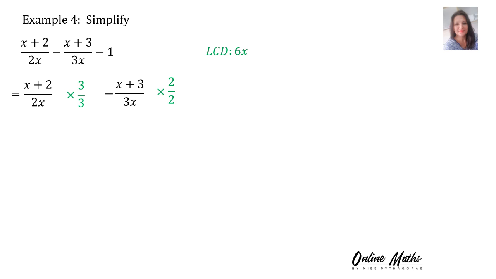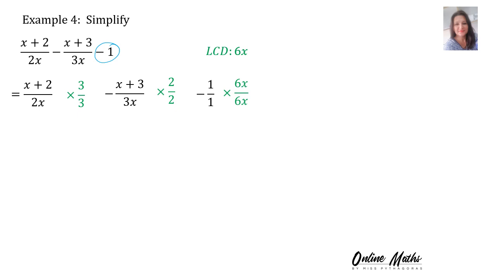And then this 1 over there, the minus 1, you write it as minus 1 over 1. And then both of them, on top and at the bottom, you multiply by 6x over 6x. And then what I'm going to do is, everything is now at the denominator on the LCD, which is 6x.